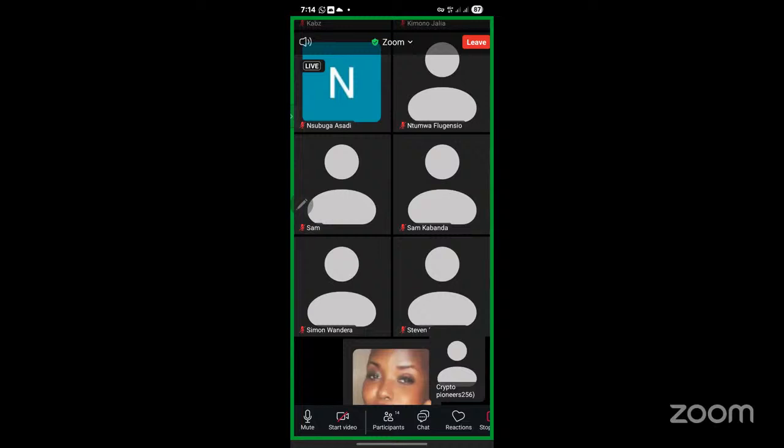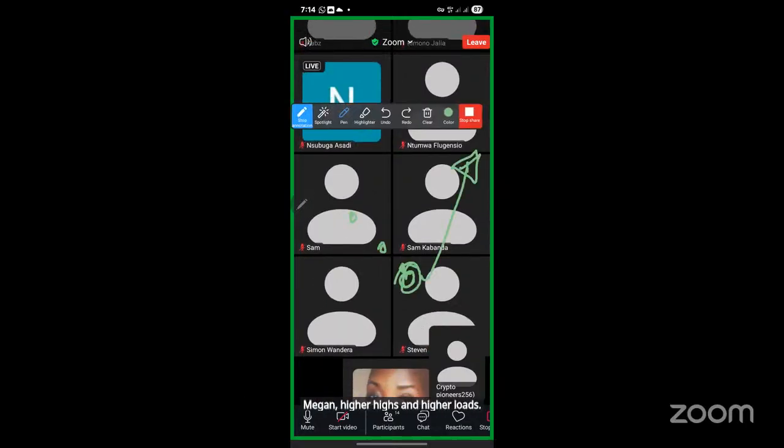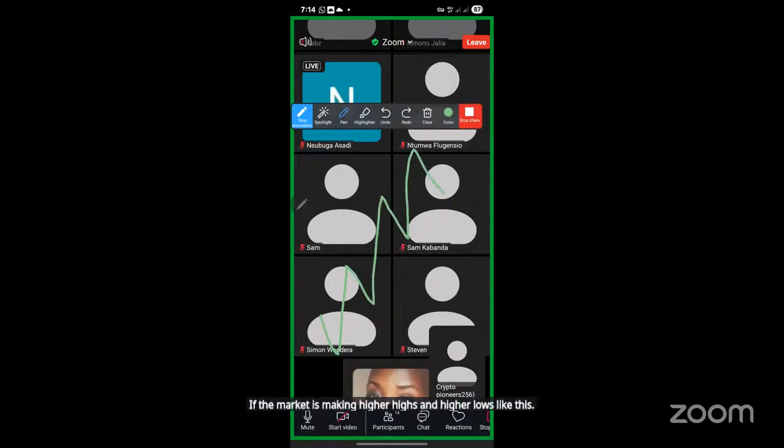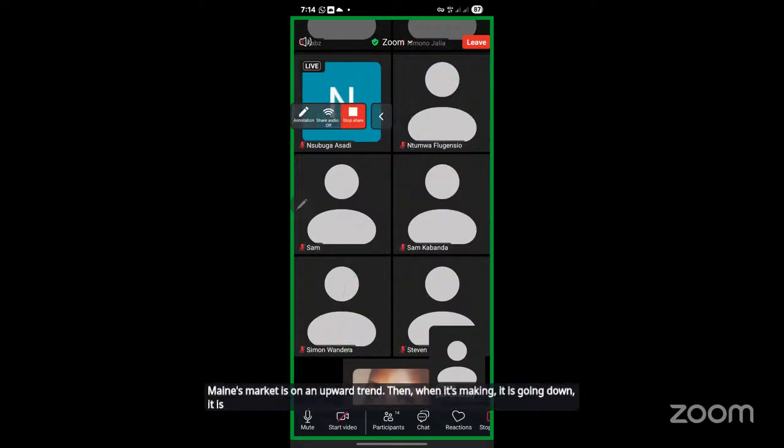Somebody to unmute. Making higher highs and higher lows. Yes, thank you very much. If the market is making higher highs and higher lows like this, it means this market is on an upward trend. Then when it is going down, how do we see that the market is on a downward trend?